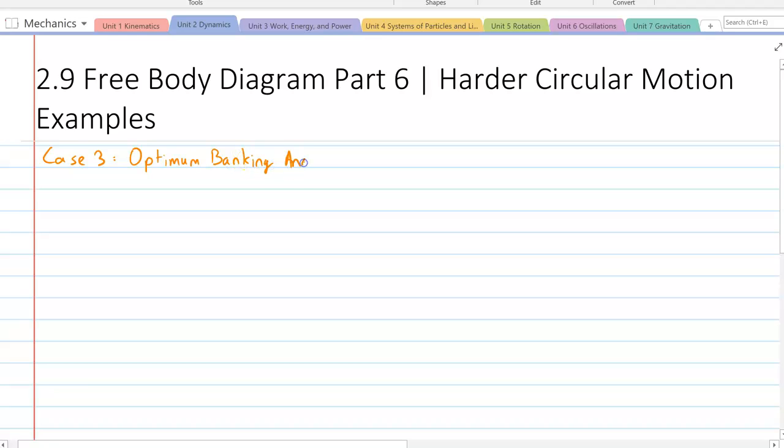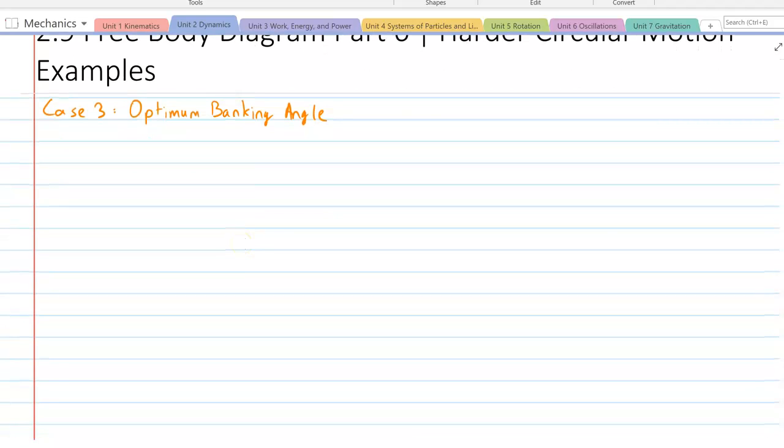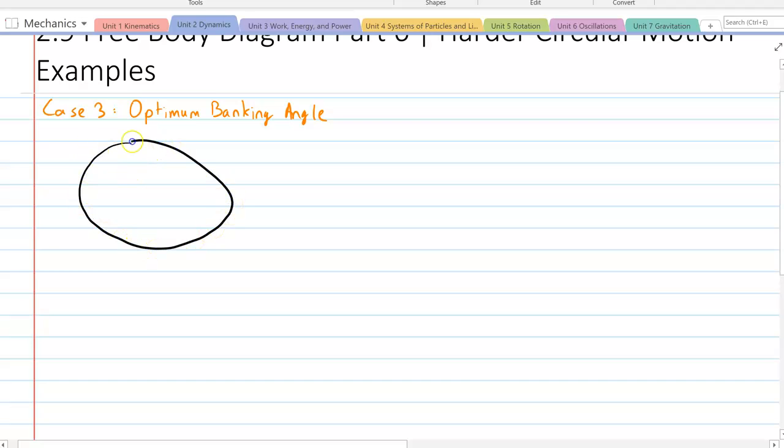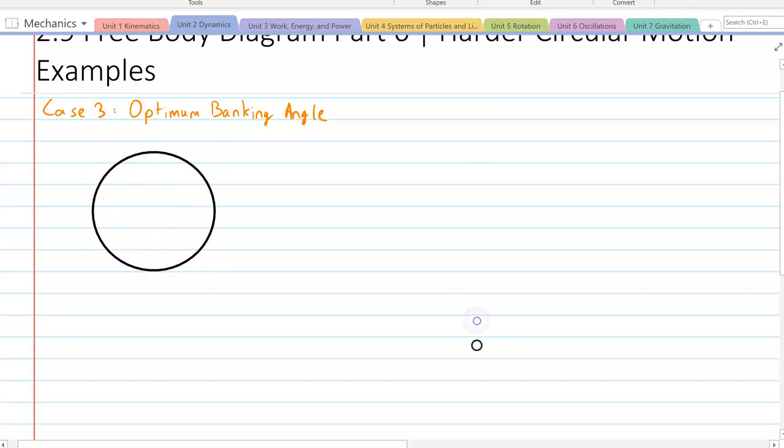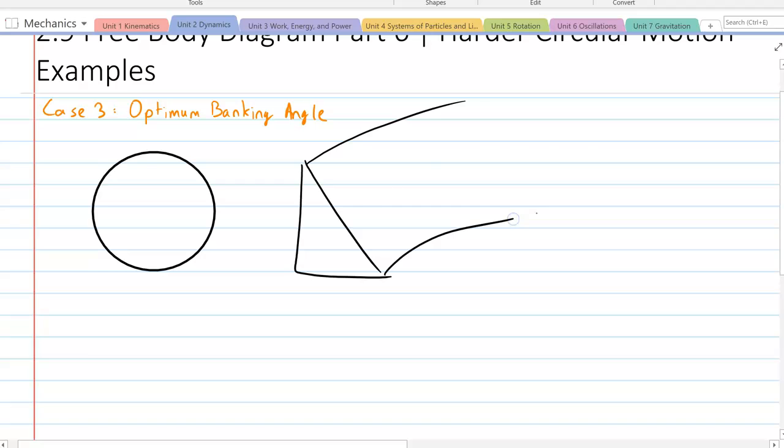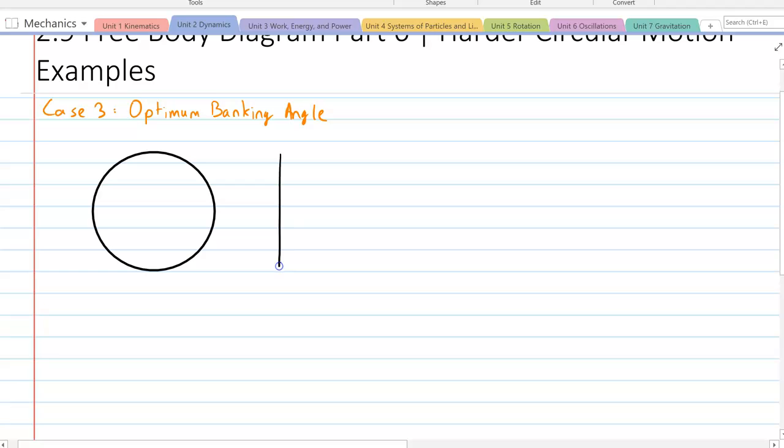angle. What I mean by optimum banking angle is, let me just draw a picture here because it makes the most sense. If I have almost like a racetrack, oops, that's not a circle, a racetrack, this is probably a better circle, and that's basically like the sides of the roads are kind of like curving inwards, so it's something like a triangle here, and it's like curving like that, right? So the car would go along this road, something like that. That's the basic idea of the setup for this problem.